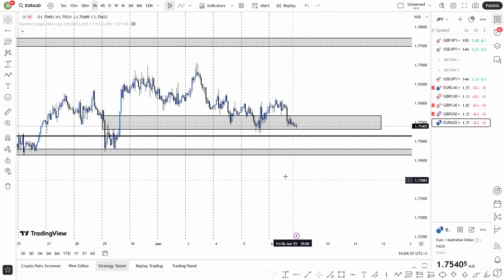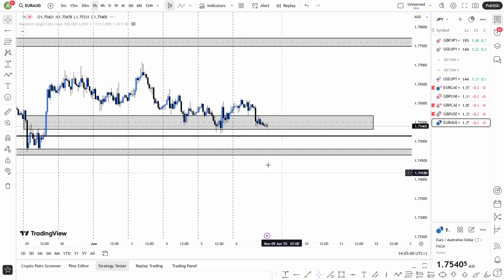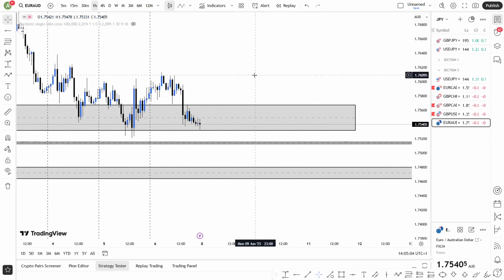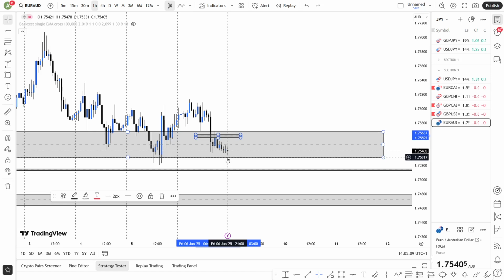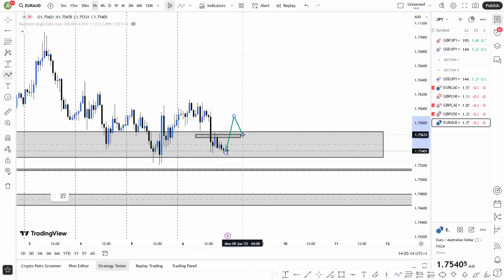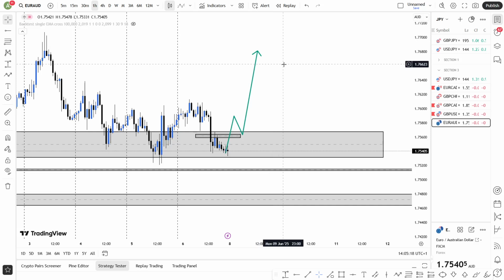If I step down to 1 hour, now on 1 hour, if this high can be broken, this high can be broken, this high, then that will create a shift in structure to the upside. So that's what we should be looking for next week on EURCAD. So now we've done analysis on EURCAD, GBPUSD, GBPCAD, and Euro AUD.